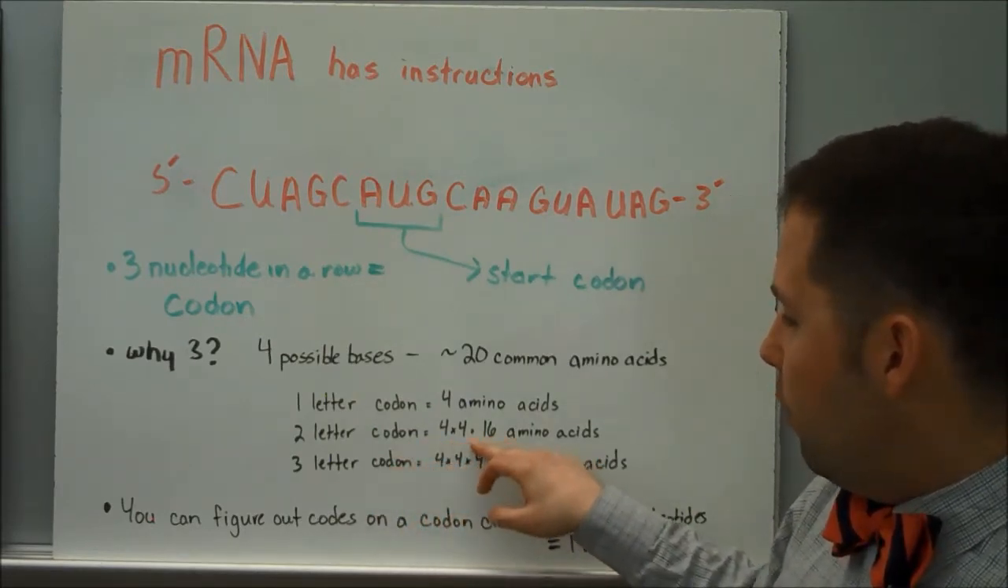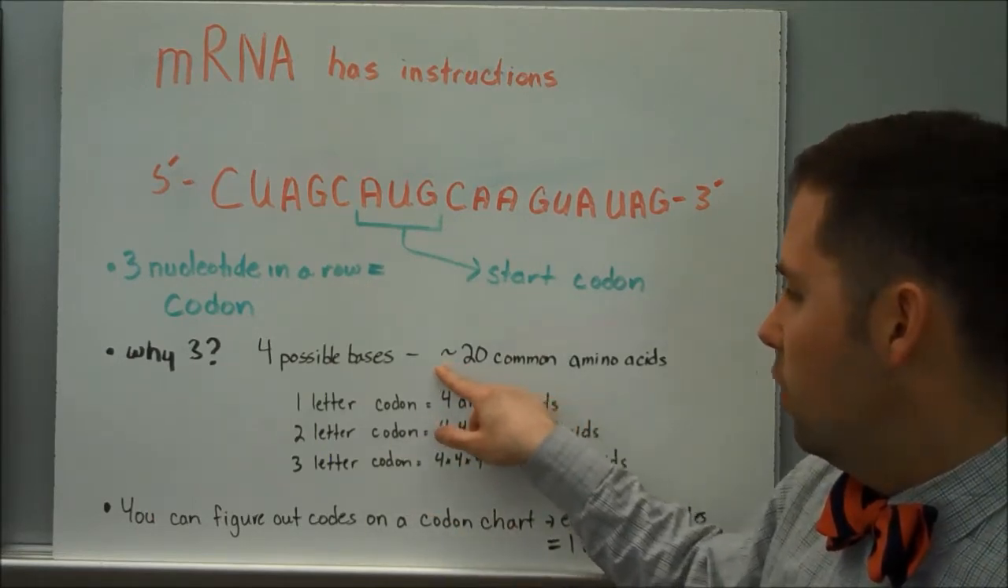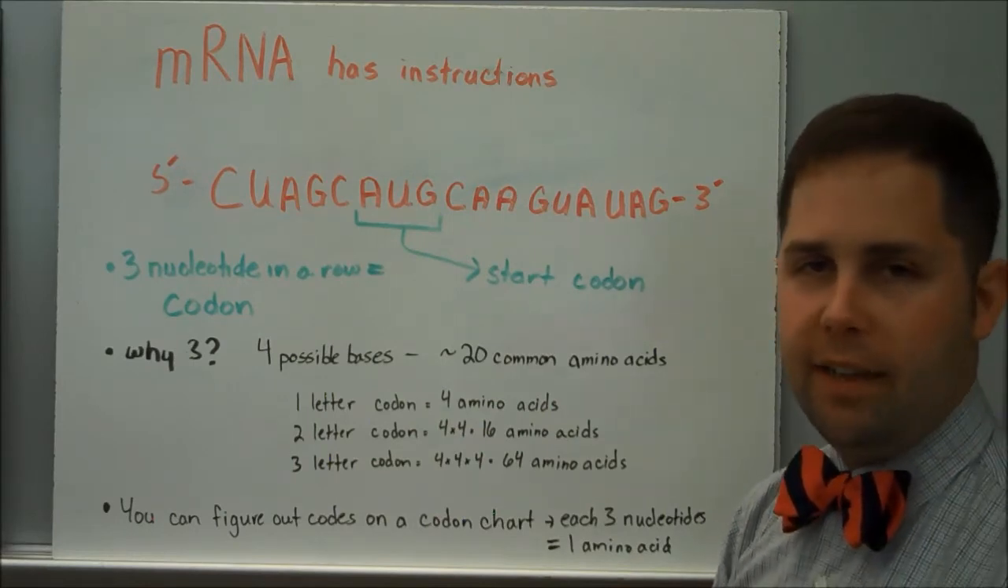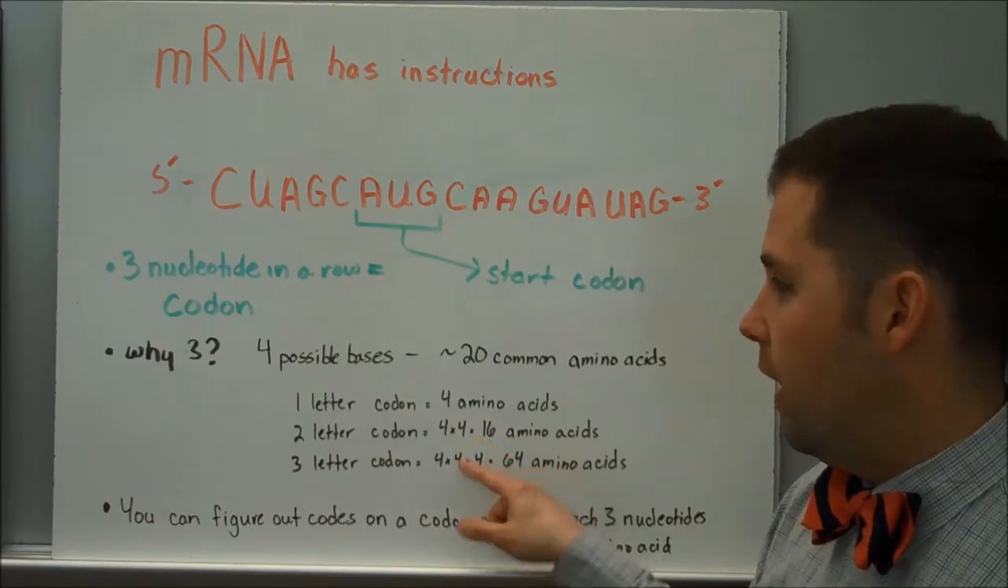That's still a problem though, because 16 amino acids doesn't add up to enough to give us the 20 common amino acids that we know of. And when I say there are 20 common, there are a handful more. So 16 is really not going to cut it.